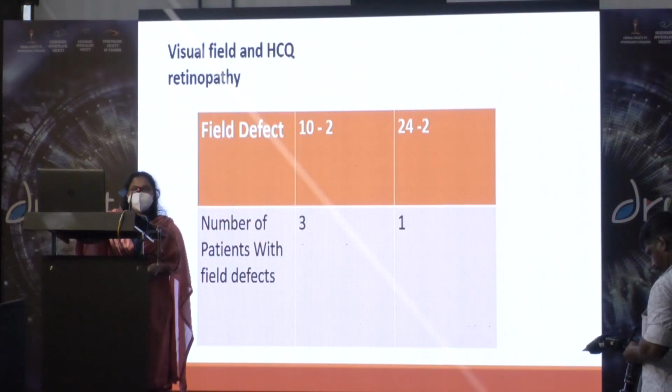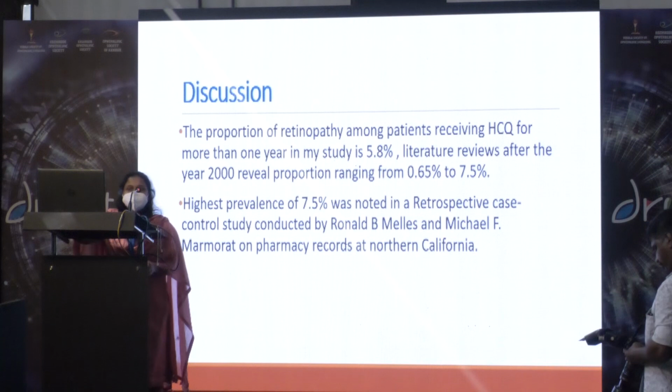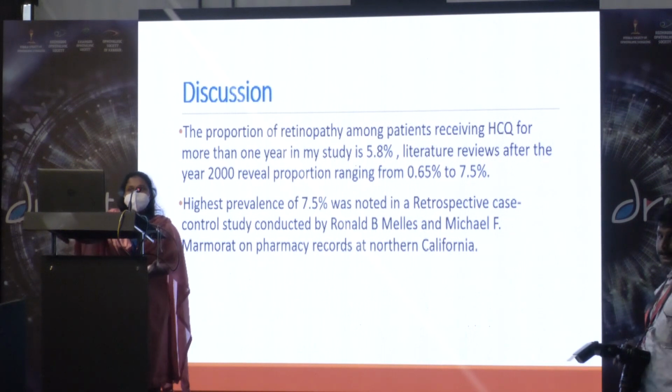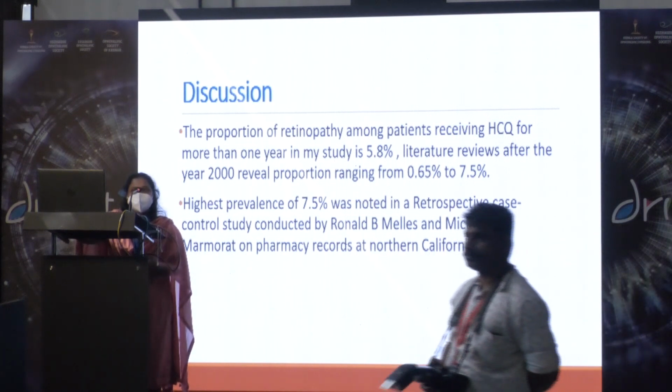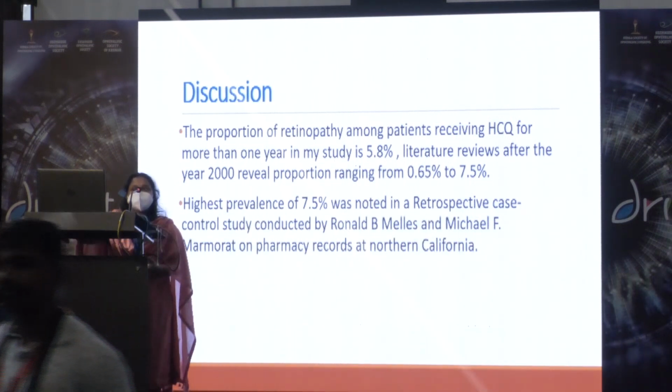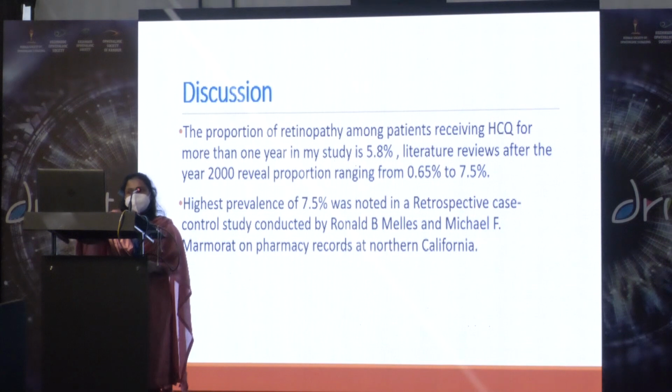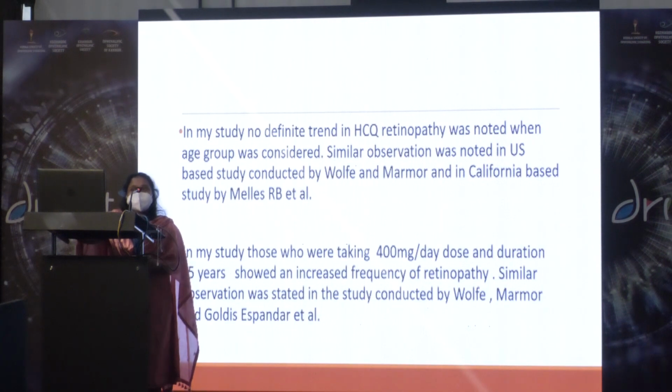These are the HFA findings, where 10-2 showed paracentral scotoma in 3 patients and 24-2 showed field defect in only 1 patient. So coming to the discussion, in my study the proportion of retinopathy is 5.8%. The literature review after 2000 revealed that the proportion ranges from 0.65% to 7.5%. No trend in HCQ retinopathy was noted when the age group is considered.